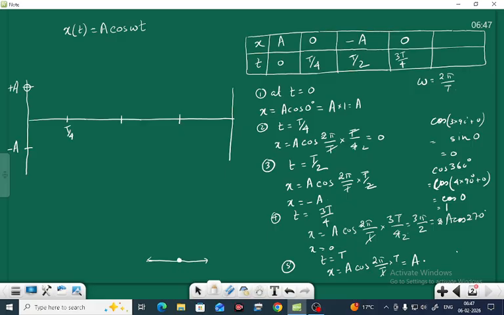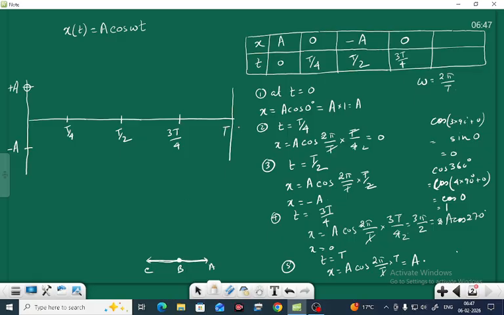So this position is B, this position is A, this is position C. When the particle goes from B to A, it is T by 4, and when coming from A to B, it is T by 2, right? So it is T by 2. And when it is coming from B to C, it is 3T by 4. And when it is coming back to B, one oscillation, that is T.